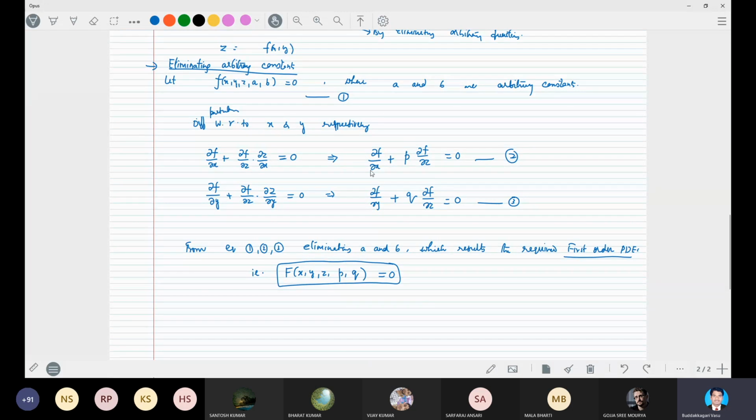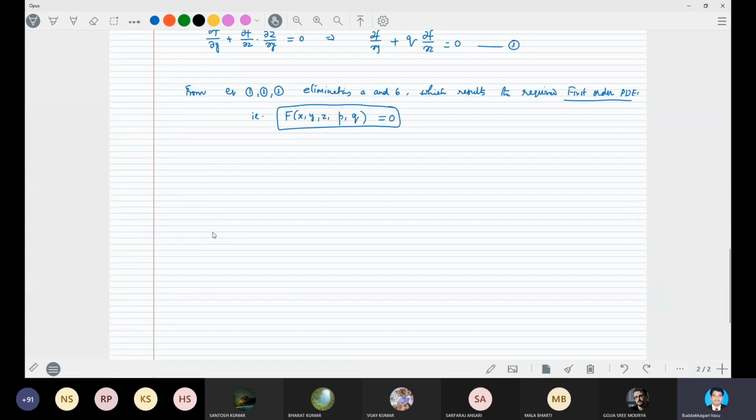So the derivatives involved in equations 2 and 3 are all first order derivatives, right? Dou f by dou x, dou f by dou z, dou f by dou y, dou f by dou z. So hence the resultant equation will be of first order. So here we can make some observations.